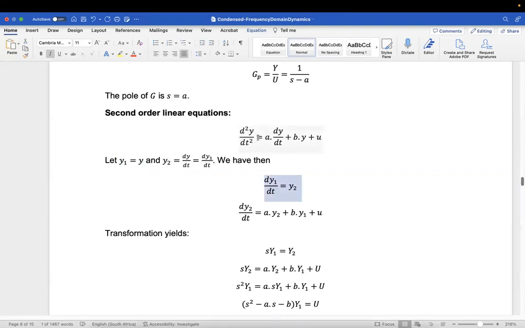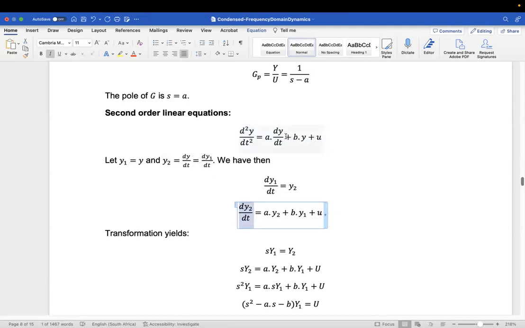And then if we look at our original equation here, what we are trying to do is get rid of the second order term. And we can recognize that d²y/dt² is the same as d/dt of y2, right? If we take the derivative of y2, then because y2 equals dy1/dt, the derivative of y2 will be d²y1/dt², which is also equal to d²y/dt². So this d²y/dt² can be replaced by dy2/dt, and that's exactly what we do here.